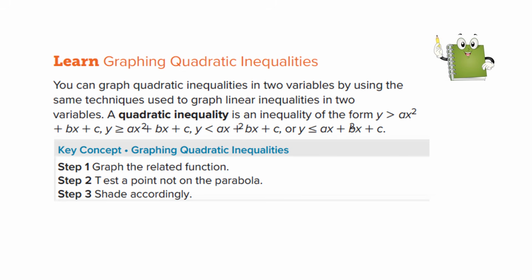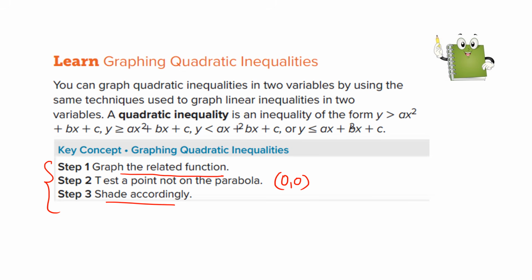But in general, the method that you will use is, first you will graph the related function, which will be kind of a parabola. It can be upward, it can be downward, it depends on the value of the inequality given. Then you will take a test point not on the parabola. Usually you take x as 0, y as 0. And then accordingly you will shade the region.